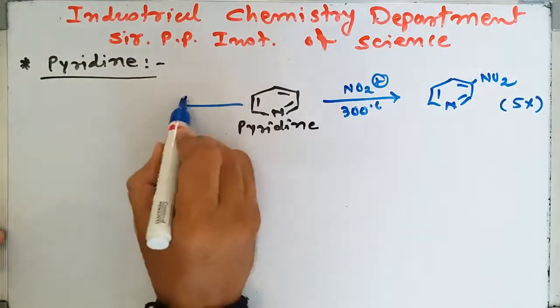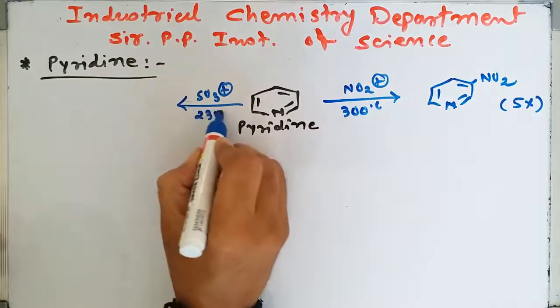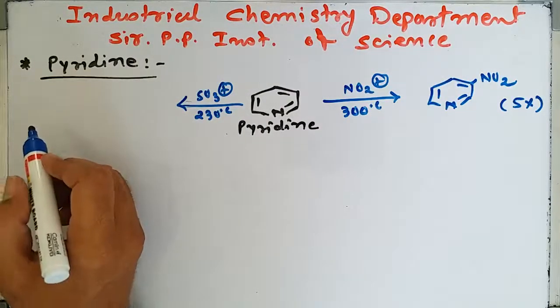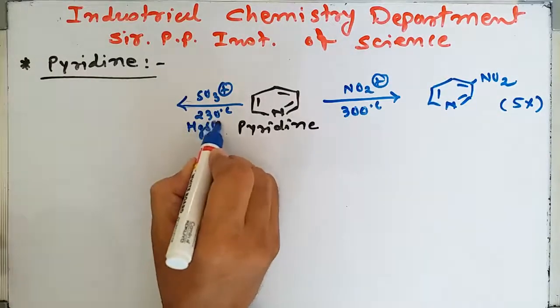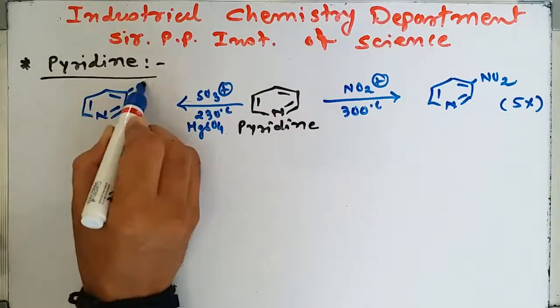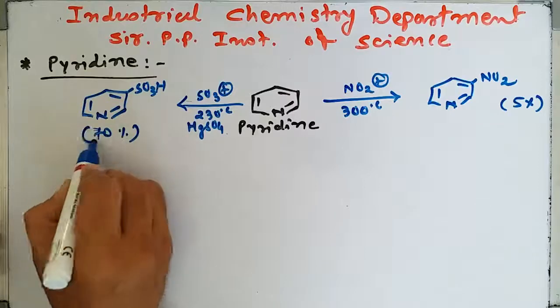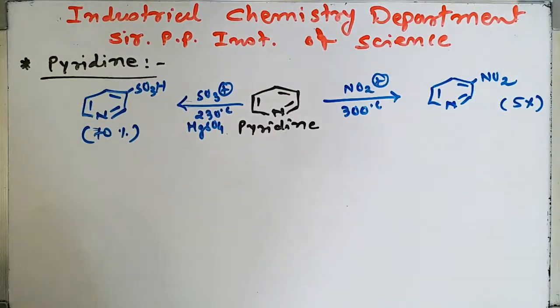And if sulfonation takes place, then at 230 degrees Celsius, in the presence of HgSO4, pyridine 3-sulfonic acid forms, 70% conversion takes place. So these are the sulfonation and nitration at position 3.